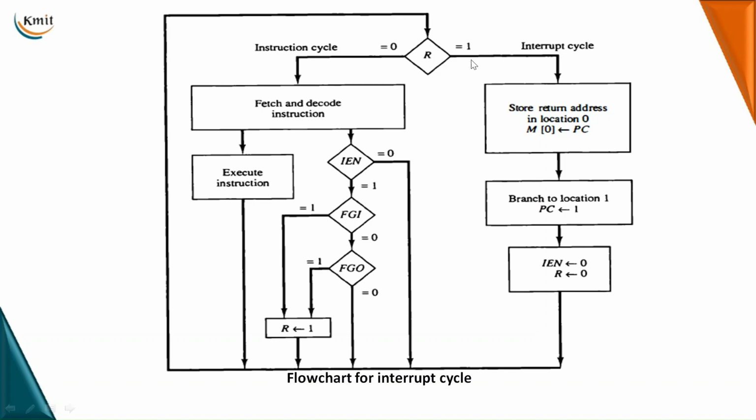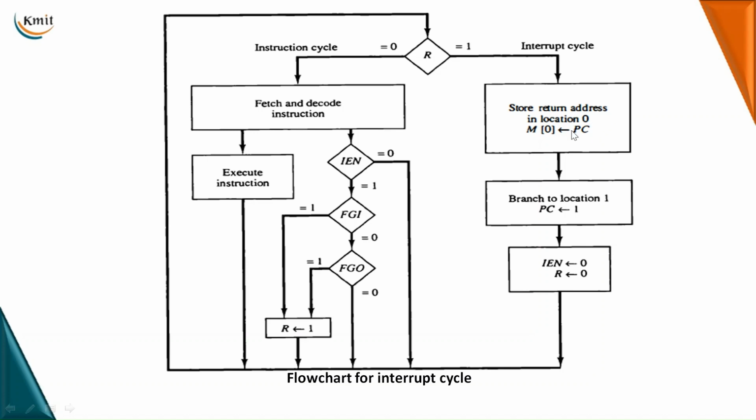So in the interrupt cycle, it will store the return address. The return address is nothing but the address where the CPU has stopped executing in the currently executing program. That address will be stored at location 0 of the memory. Usually we can store it either in a stack, or a register, or any memory location. Here it is storing it in a memory location, location 0, the first location of the memory.